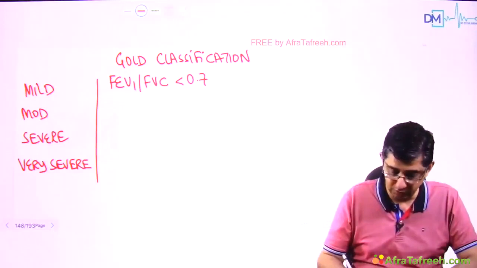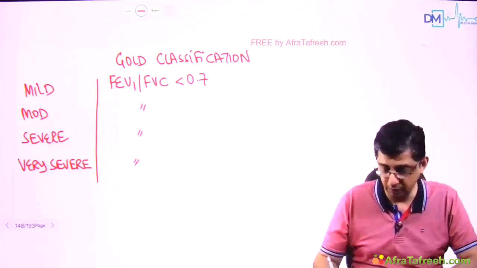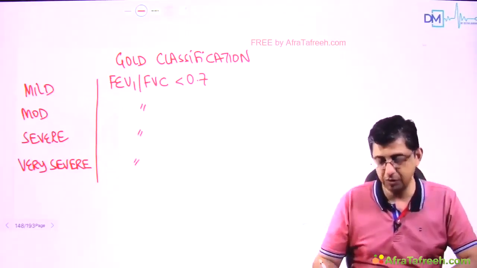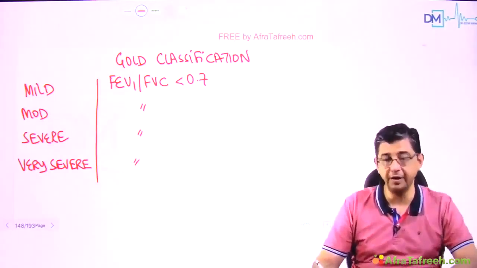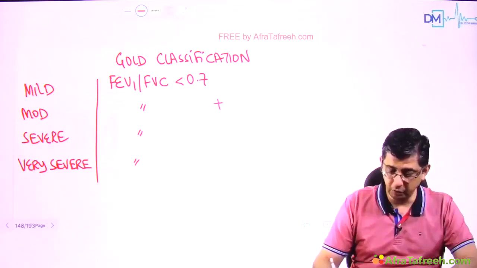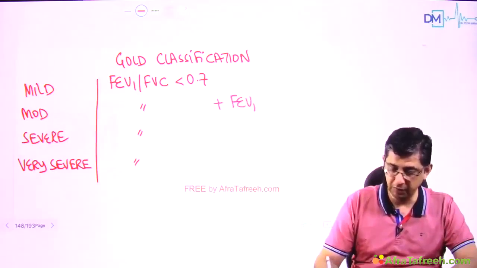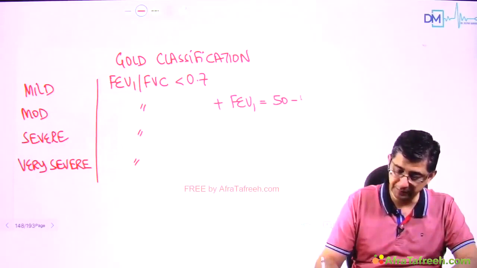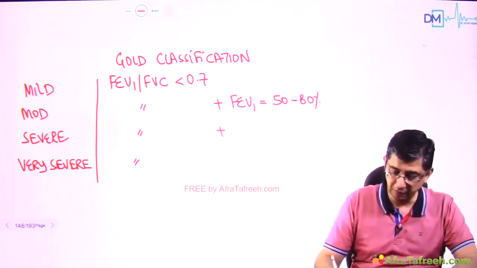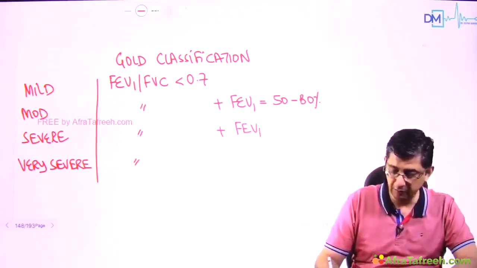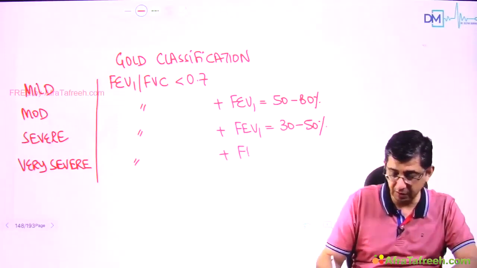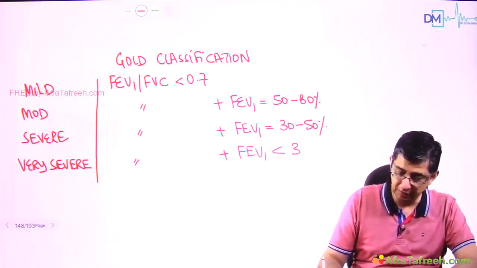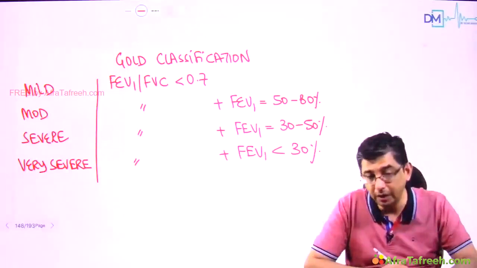Though this would be common data between all of them, you have to remember that if a question mentions FEV1/FVC less than 0.7, that is obviously the mild variety. For the moderate variety, the FEV1 of the patient will be between 50 to 80%. For the severe variety, the FEV1 of the patient will be between 30 to 50%. That is the one that was asked in the exam, and very severe is less than 30%.